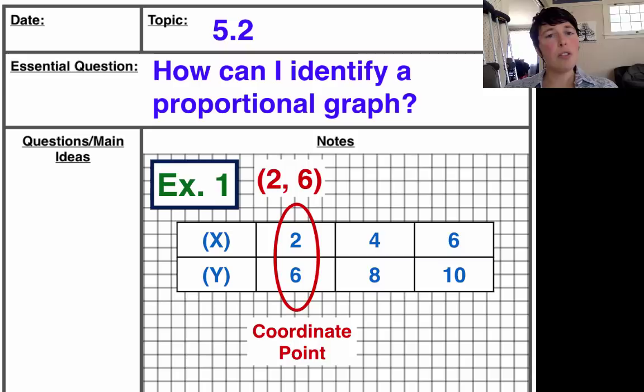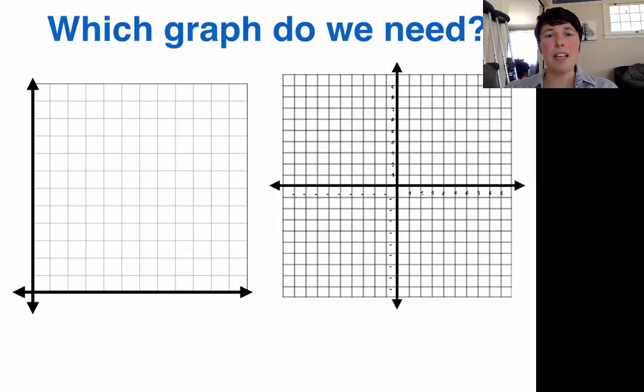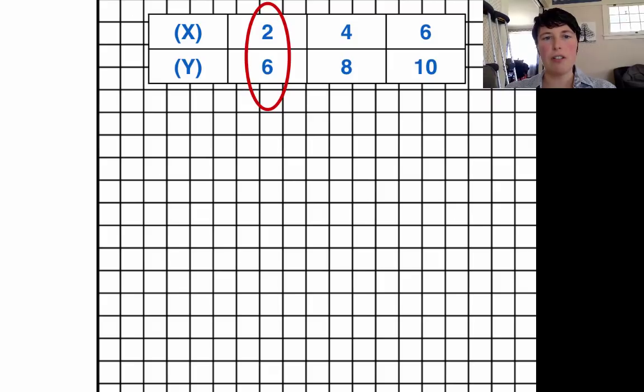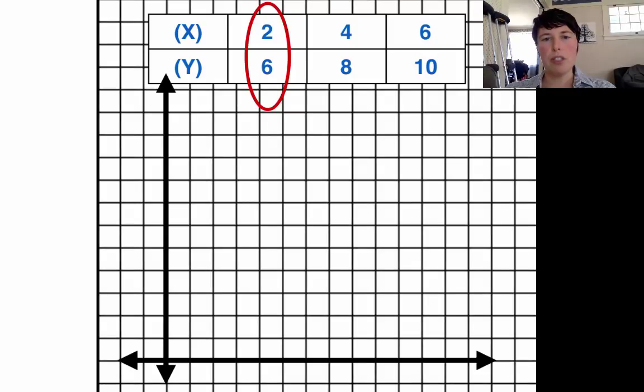So what we need to do is grab a ruler and set up a nice looking graph. And we need to think about which type of graph we need. Do we need a 1-quadrant graph or all 4 quadrants? Well, we don't have any negative numbers, so I think we can work off that first quadrant graph. So I'm going to grab a ruler, and we're going to draw two lines, an x and a y axis. We're going to use the graph paper to make it nice and neat.